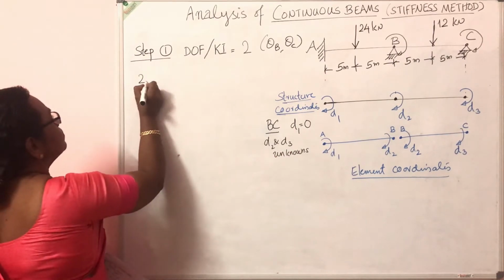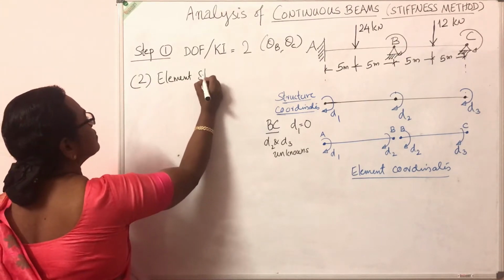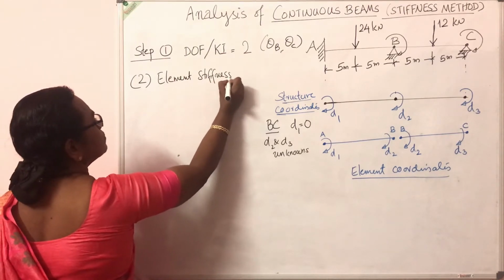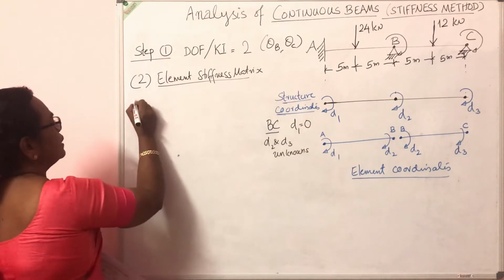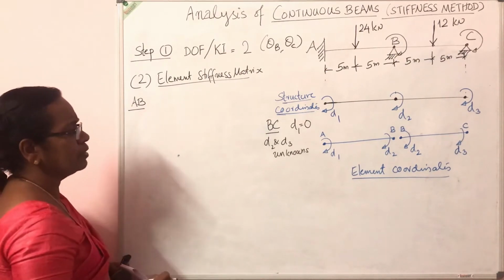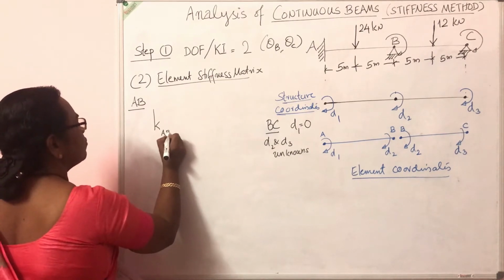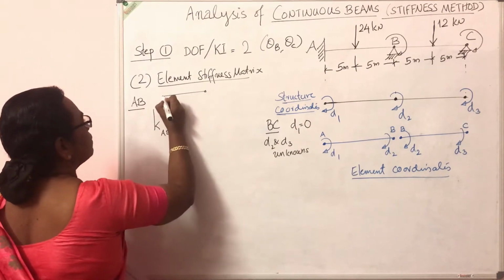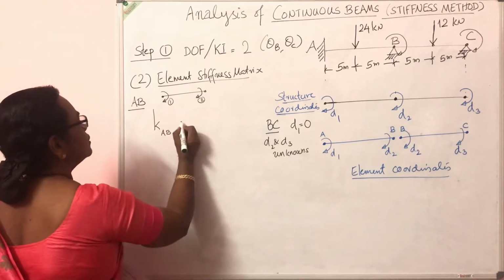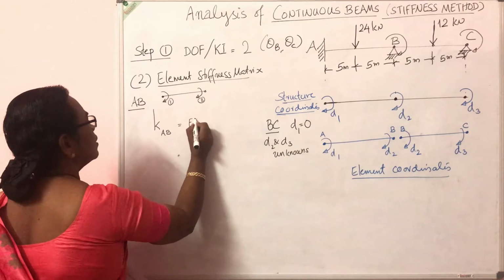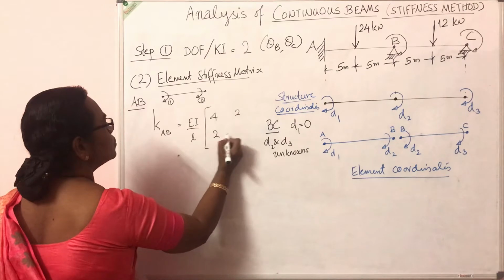Second step, element stiffness matrix. First element AB, we consider element AB. The stiffness matrix for a beam element, K AB, with these rotational coordinates alone. For a beam element, we consider these coordinates 1, 2 alone. The stiffness matrix will be EI by L into 4, 2, 2, 4.